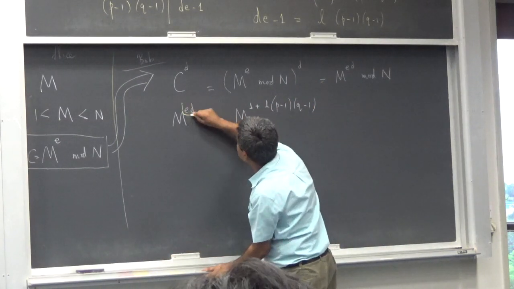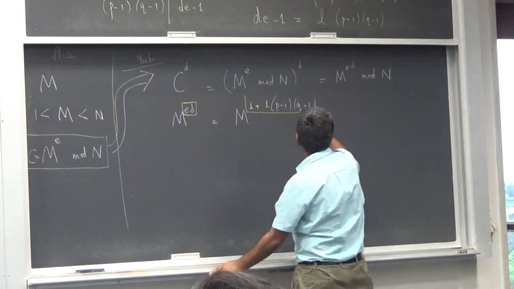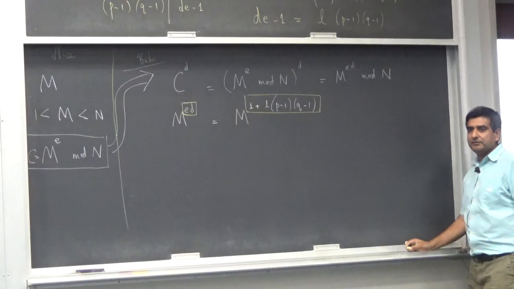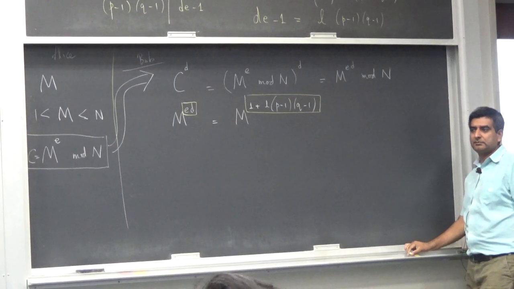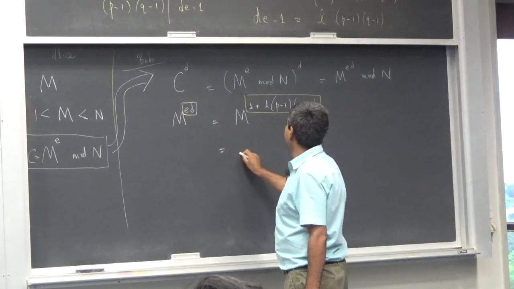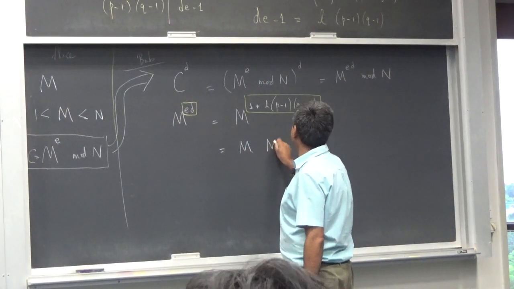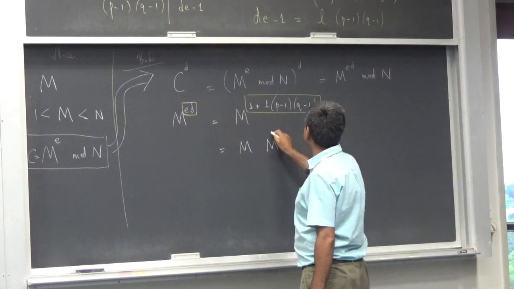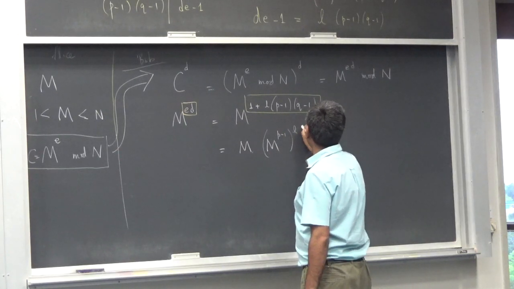This is ed. So I've just expanded ed in terms of what it really means. Correct? Now this means M multiplied by M raised to the power of some integer L times (p minus 1)(q minus 1).